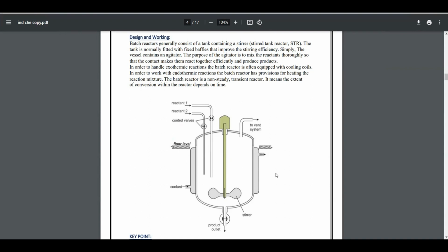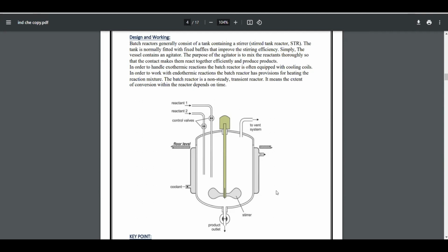If the reaction is exothermic, the batch reactor consists of some coils. In case the reaction is exothermic, these coils will cause a cooling effect, and if the reaction is endothermic, then these coils will cause a heating effect.